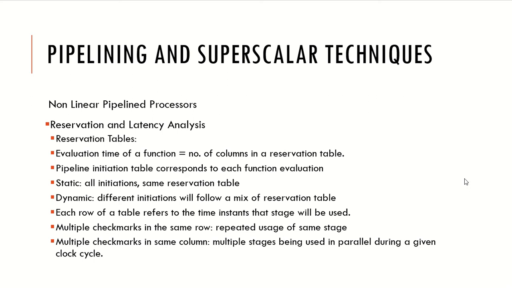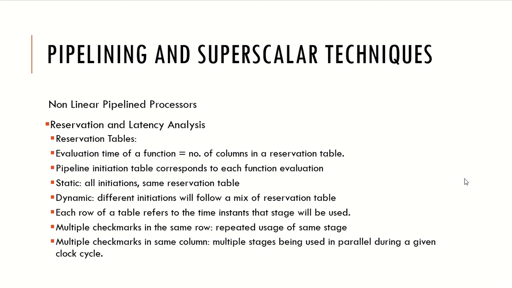That is what is meant by a mark in a particular row and column of a reservation table. So if you have multiple check marks in the same row, that means that the same stage is used again and again throughout the evaluation of the function. And multiple check marks in the same column means that multiple stages are being used at the same time. Okay, which means multiple stages of the pipeline are being used in parallel at the same time, and that is multiple check marks in the same column.